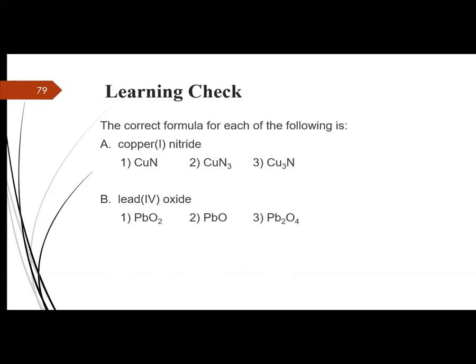You can do the same thing down here. In this case, we have our copper 1 nitride. And so we want to think about our charges. In this case, copper 1, that's Cu1+. Nitride is N3-. So we need 3 coppers to every 1 nitrogen.